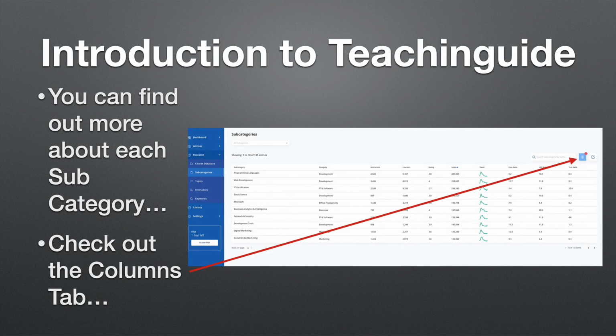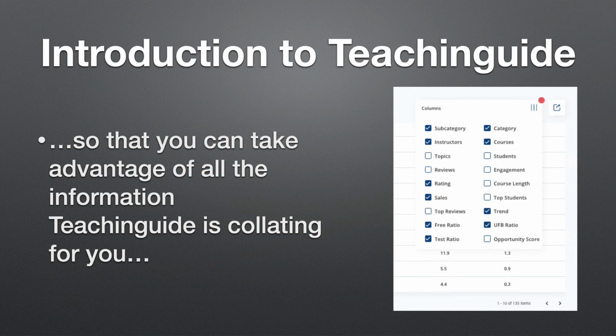You can also find out more about each subcategory, and that's very useful again when you're beginning to plan a new course, or you want to see if you've got your course in the right subcategory. But you can also check out the columns tab on the right hand side, and here make sure you have all the columns ticked that you want information on, and you can see what's coming up there.